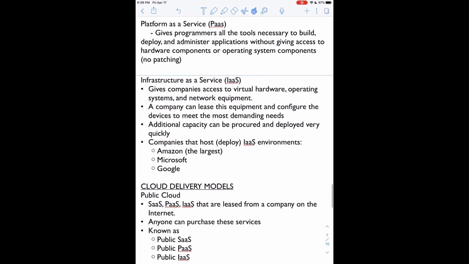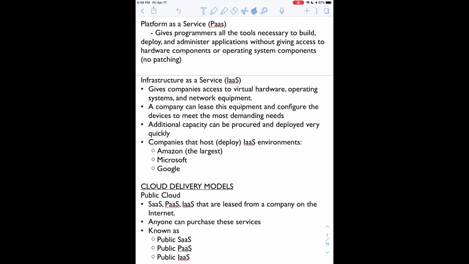Platform as a service was designed for developers and database administrators. In Platform as a Service, we give the programmers all the tools they need to build, deploy, and administer applications, but they don't ever have to touch a server. Your programmers learn to run the virtual environment in that Platform as a Service environment.